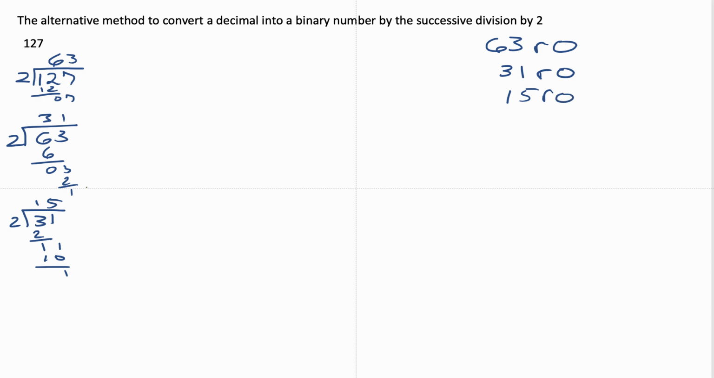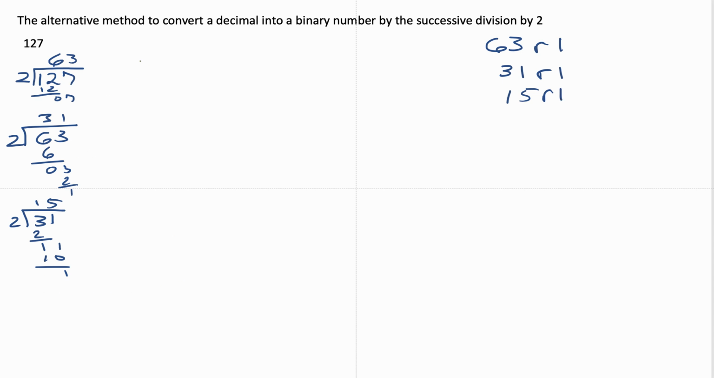Oh, I did this all wrong. I'm putting remainder 0 when they were all remainder 1, actually. 1, 1, and 1. Sorry about that.